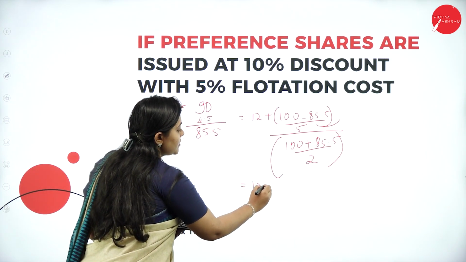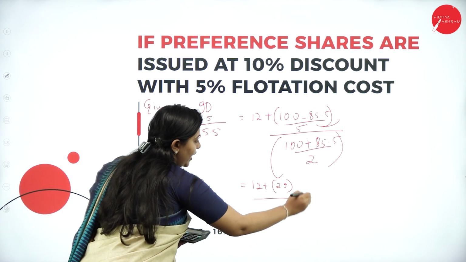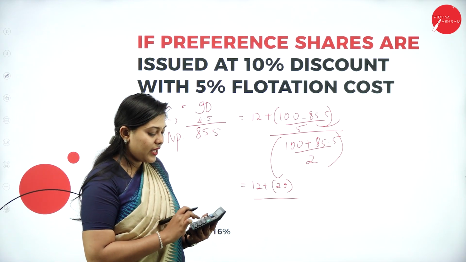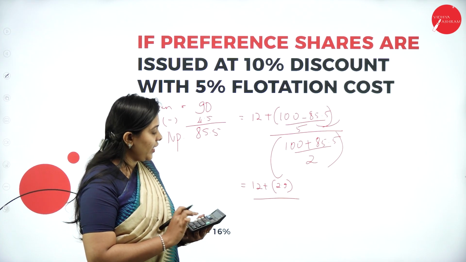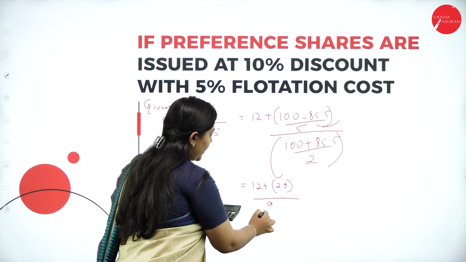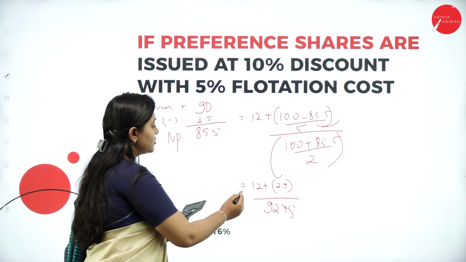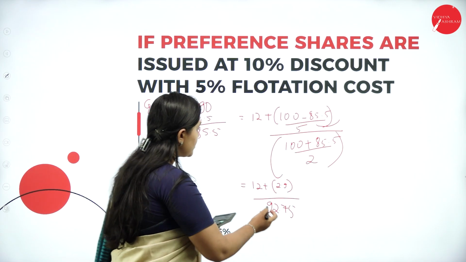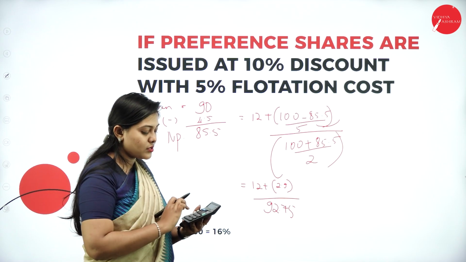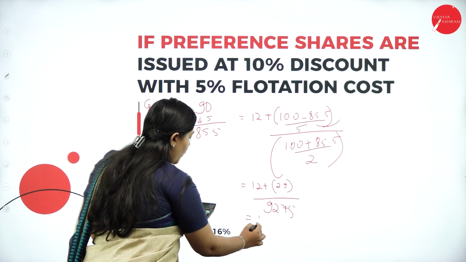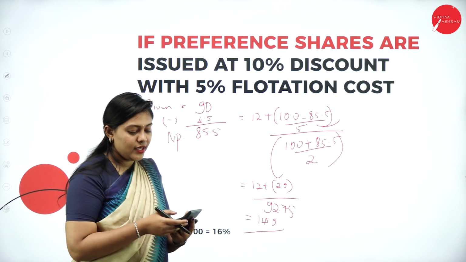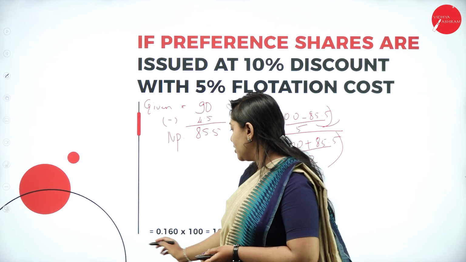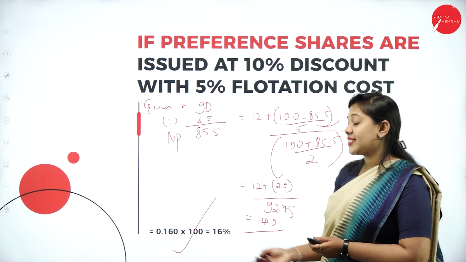So 12 plus 2.9 divided by, so now let us calculate the denominator's bracket. So 100 plus 85.5 divided by 2. So the value will be 92.75. What is the third step we are following? We are adding the amount with the dividend. So what is the dividend? 12 rupees plus 2.9. It will be 14.9 divided by 92.75. The answer you get is 0.160 or it is 16%.